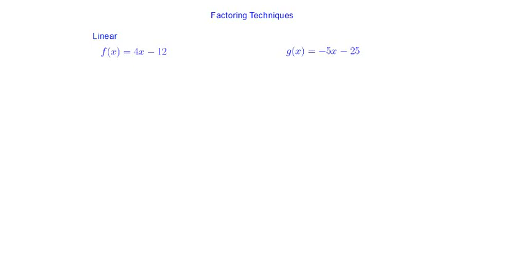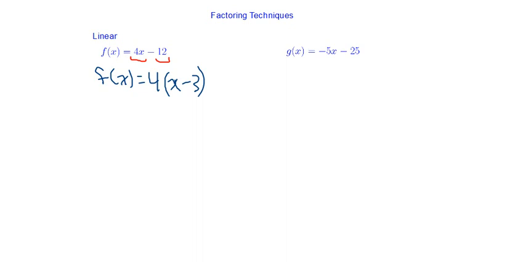We're looking for the greatest common factor that we can factor out of the two terms. Our two terms here are 4x and negative 12, so we can factor this function as f of x equals 4, because 4 is a common factor to 4 and negative 12. When we do that, we divide each of the terms by 4 to see what's left. We'll get an x here, and then negative 12 divided by 4 is negative 3.